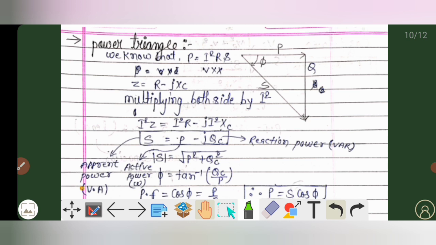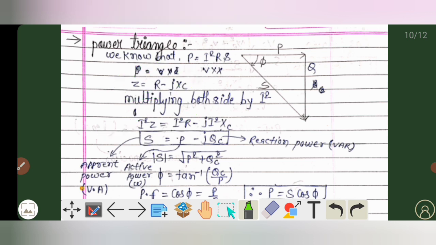Now as we know, the amount of power is P is equal to I square R or V into I. In case of series RC circuit, the equivalent impedance is equal to R minus jXC. Now in the whole equation, if you multiply by I square, then as you can see here, I square Z is equal to I square R minus jI square XC.